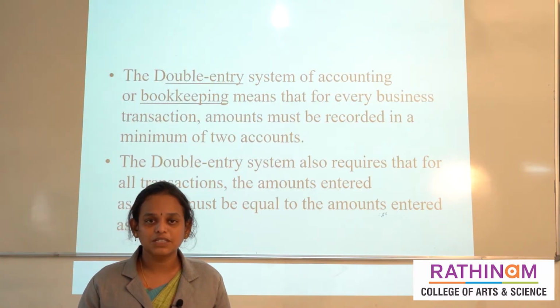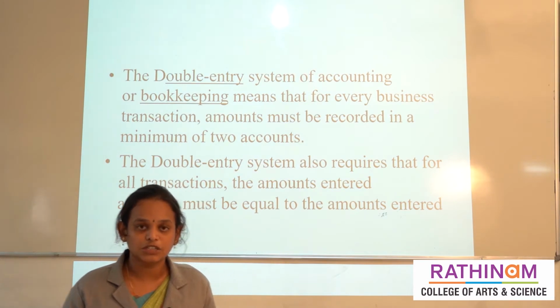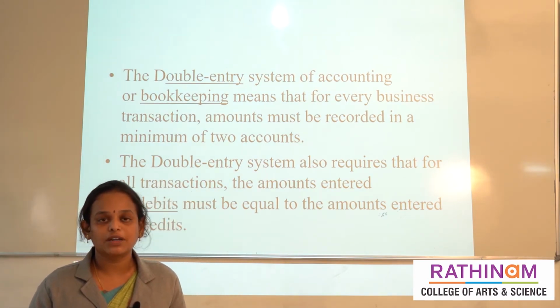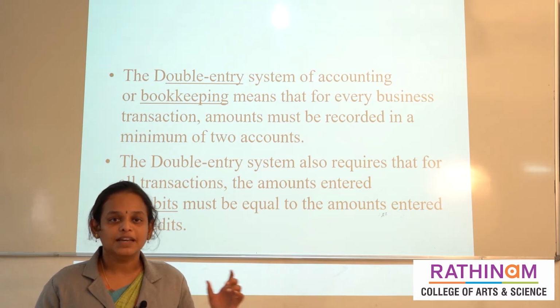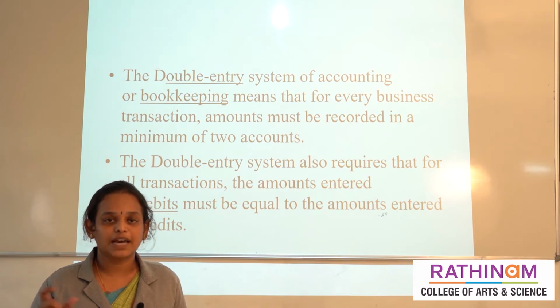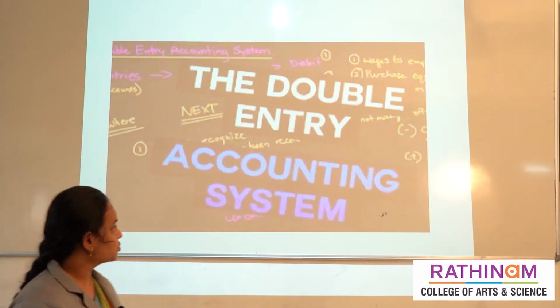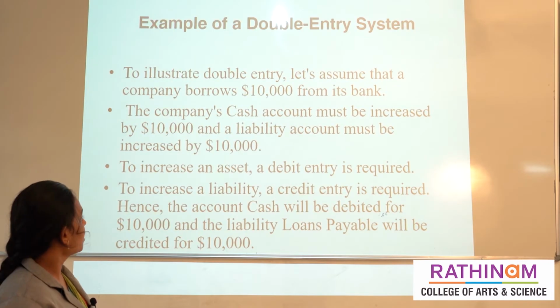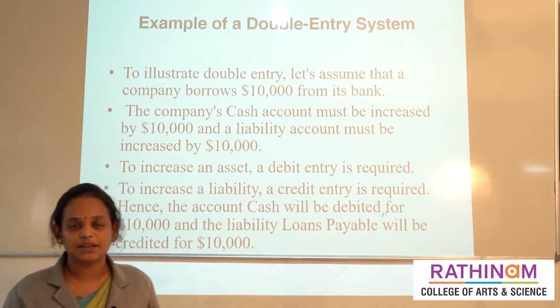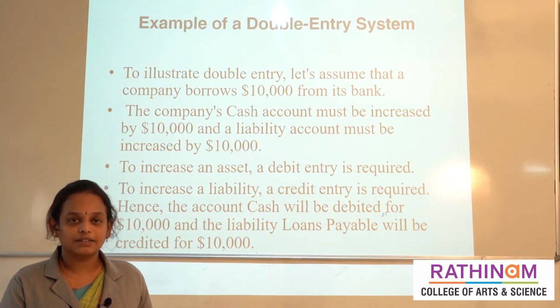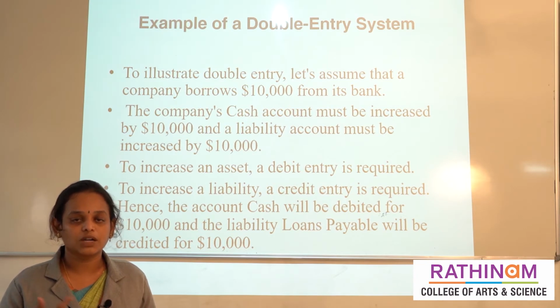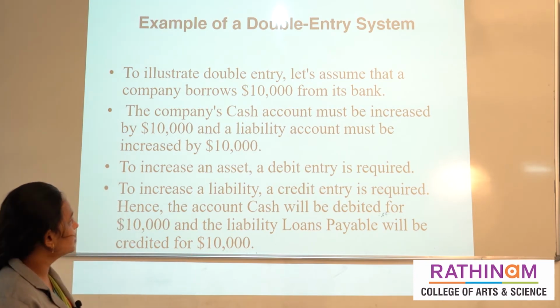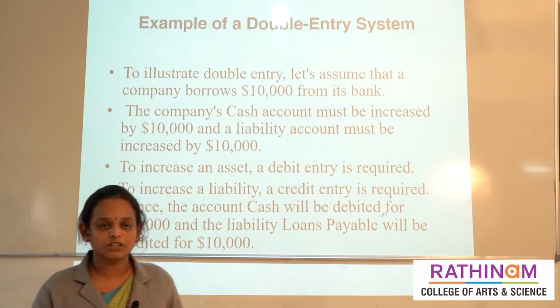Double entry system means that for every business transaction, the amount should be recorded in a minimum of two accounts, and the amount should be debited, and for every corresponding debit there must be a credit. Okay, and the next one is an example. Let's see an example of a debit and the corresponding credit, and what the basic principle is. Here, the company borrows 10,000 from a bank.